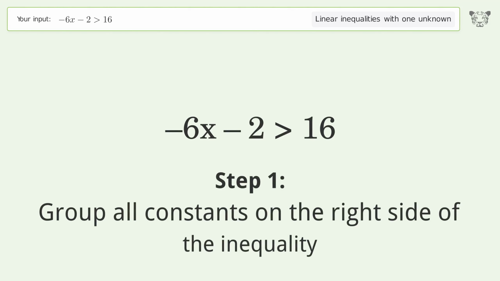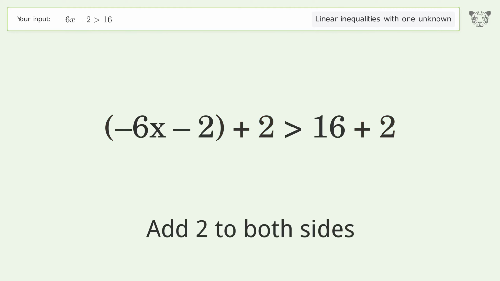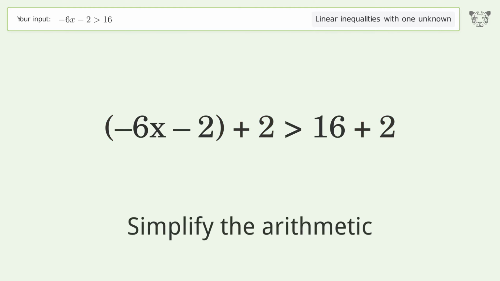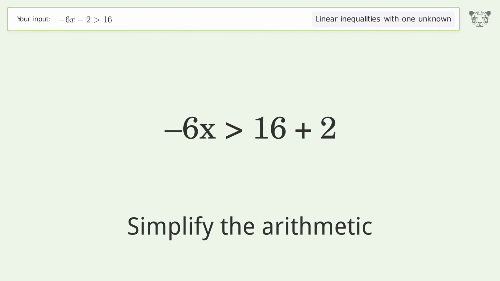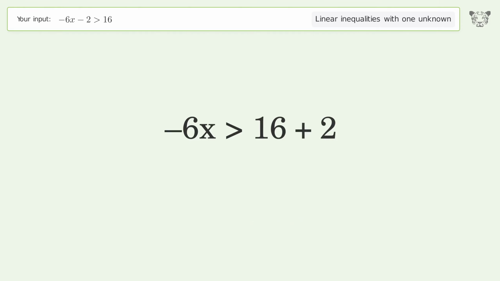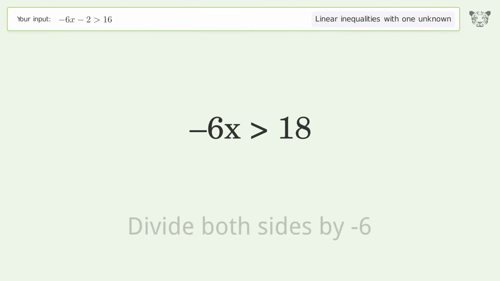Group all constants on the right side of the inequality. Add 2 to both sides. Simplify the arithmetic. Isolate the x. Divide both sides by -6.